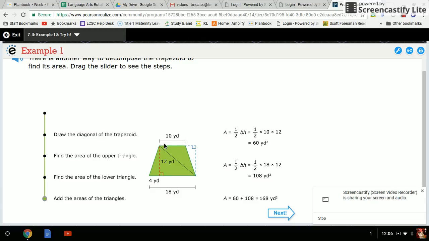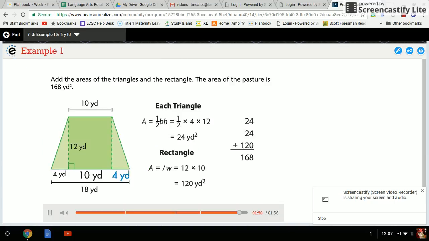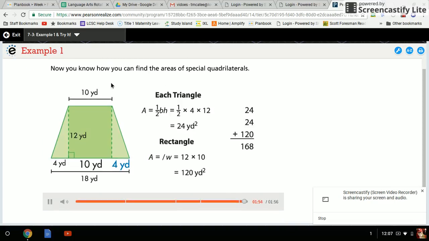We had a base and the height, which would be the same as this triangle, times half. You would do the same thing here. We would have the base times the height times half. And keep in mind the base here was 18 yards and the height was 12. Add those two together and you get your area. That's another way to look at it. Now you know how you can find the areas of special quadrilaterals.